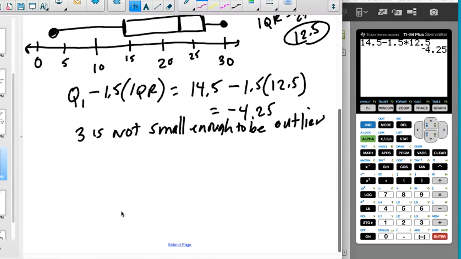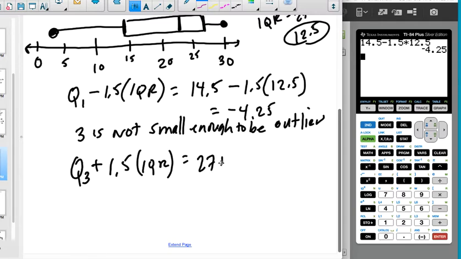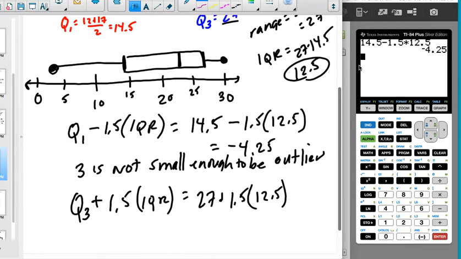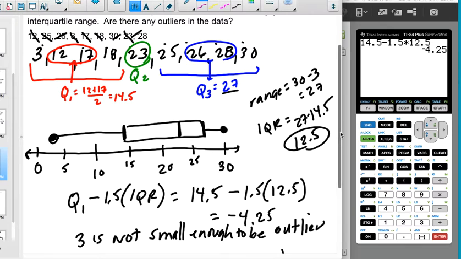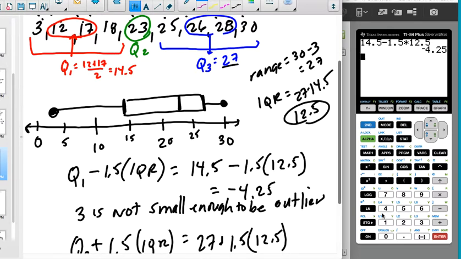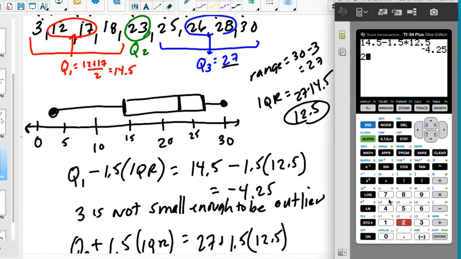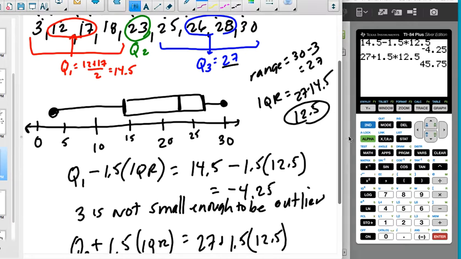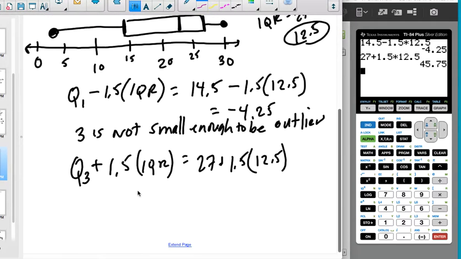So in the other direction, Q3 plus 1.5 times that interquartile range. So that would be, Q3 was 27, plus 1.5 times the 12.5. And if we do that, it was 27 plus 1.5 times 12.5, and we shouldn't have one in that direction because that's not the direction where we have the long whisker. So that's going to be 45.75.